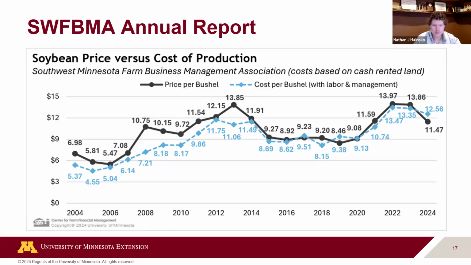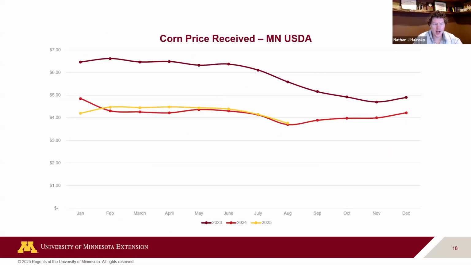This is a breakdown on actual price received by Minnesota farmers on corn ground for the last 3 years. The top line in the maroon is 23. We started the year at $6.50 corn, slowly decreased.